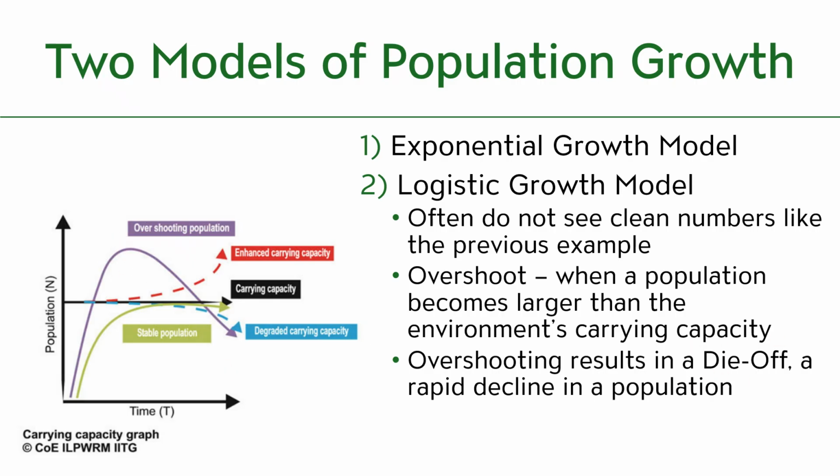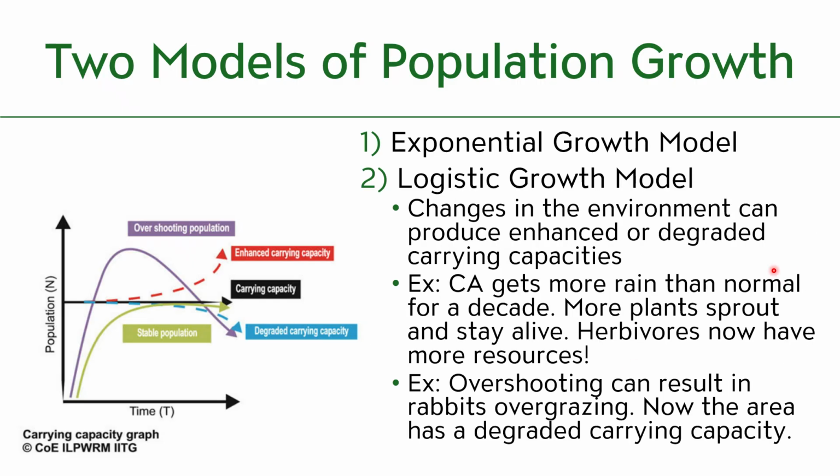and that causes the die off. We also see instances where the carrying capacity can be enhanced. It can go from 100 to 120, or where it can be degraded. Maybe it was 100, now it can only hold 75 rabbits, whatever that might be. So how does that work?